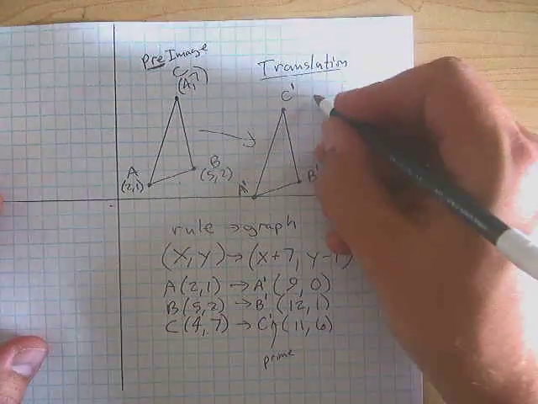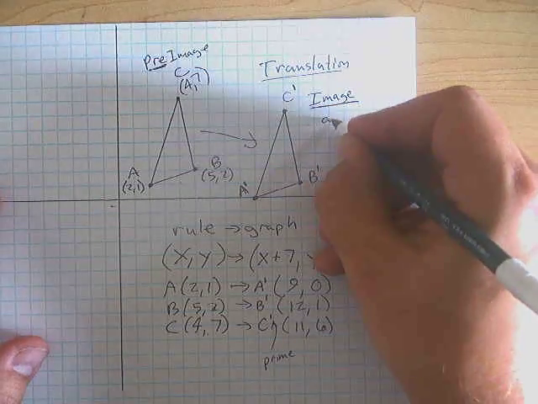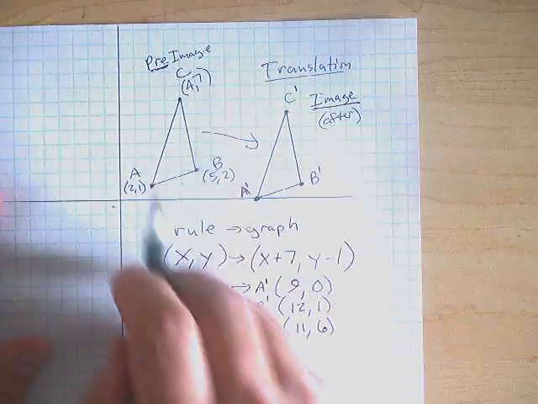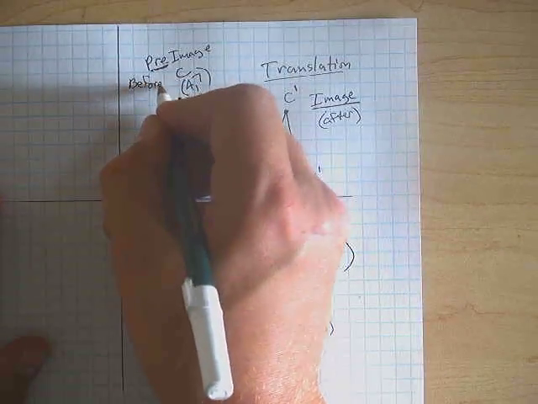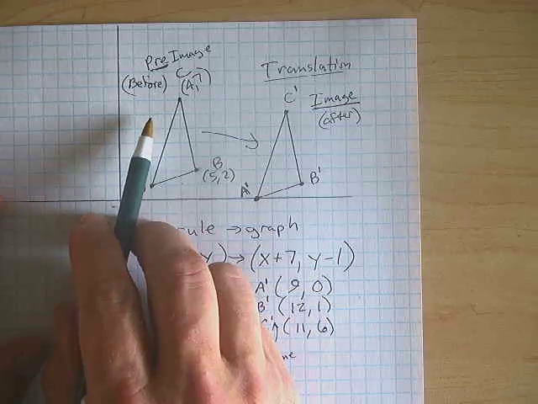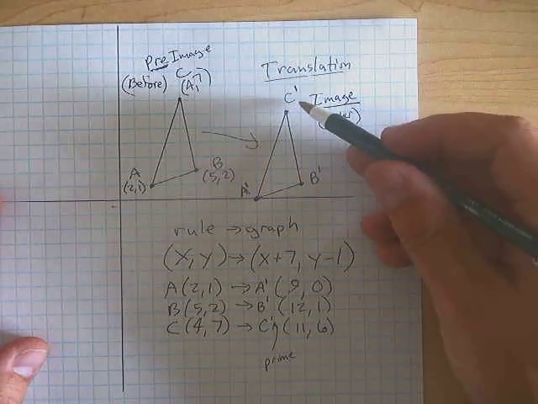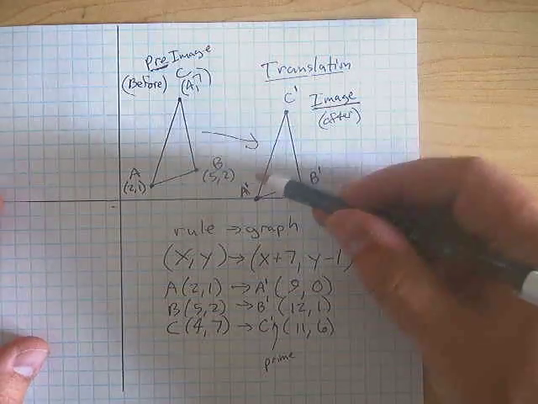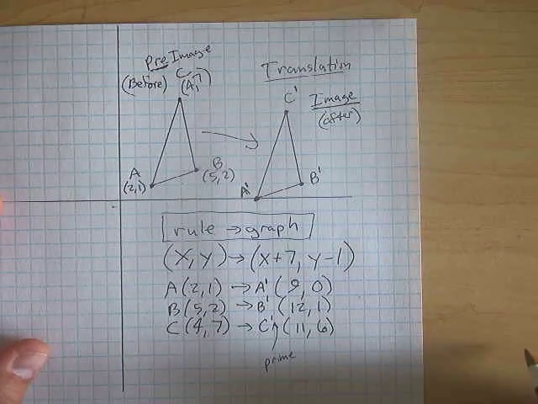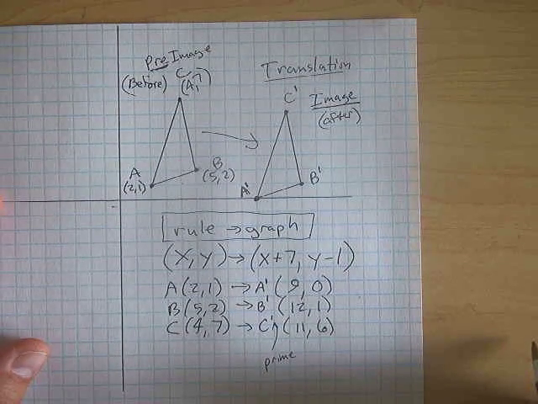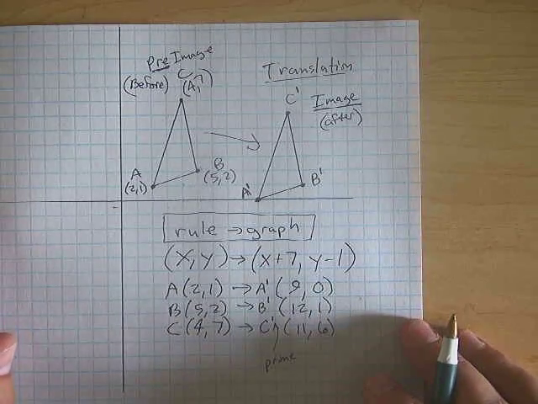Okay, you notice that this is an isometry. It didn't change size or shape. This original shape is called the pre-image. This after shape is called the image. The image is the after. Pre is the before. So it goes from pre-image to the image. You can always tell the second figure has these little dashes which are called primes.